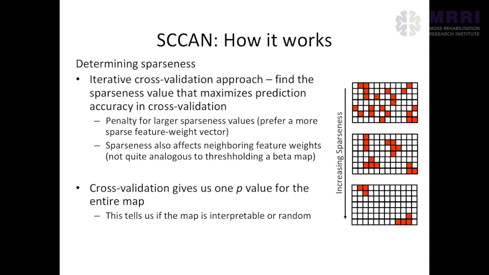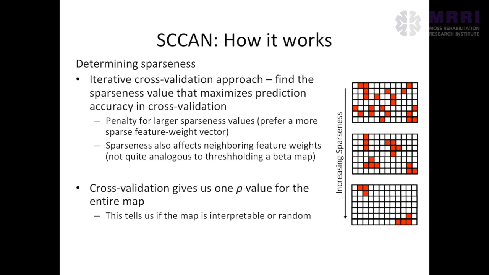Because we're doing cross-validation, we can come up with a p-value, which tells us how significant or successful our cross-validation was. So what we end up with is one p-value for the entire map. Now we have one significance value associated with an entire map. We don't have to worry about significance values at the voxel level. The p-value just tells us, is this map interpretable or is it just random noise?